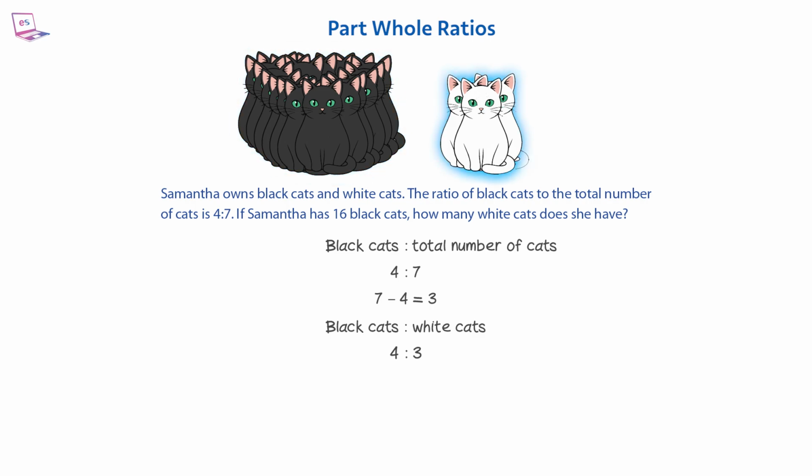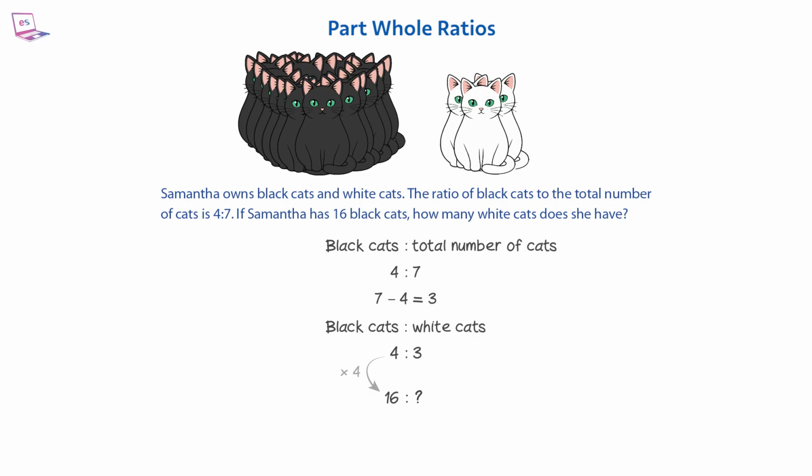To find the number of white cats, you need to scale up the ratio. Now, we can place 16 beneath 4 as it refers to the black cats. Then, we need to think what number should be multiplied with 4 to get 16, and it would be 4.